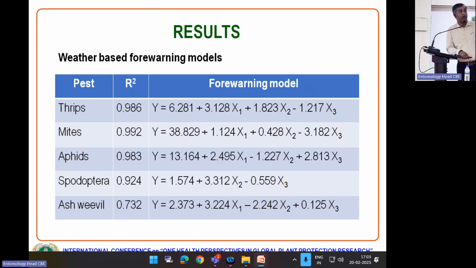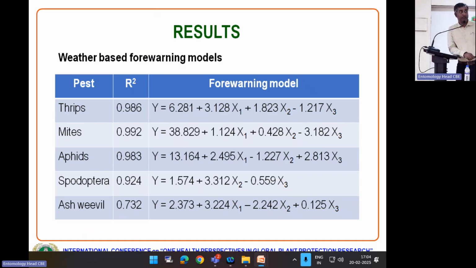So here the mites and thrips also are positively correlated with the temperature and negatively correlated with the humidity. And aphids are negatively correlated with the minimum temperature. And Spodoptera, it is a defoliator, it is negatively correlated with the RH. Whereas the ash weevil is a minor pest, even though only 73% of its incidence depends on the weather parameters, and it is negatively correlated with the minimum temperature. So here, the minimum temperature has a great role in the incidence of these pests.